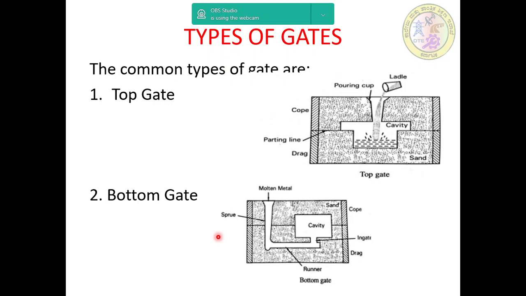Here bottom gates are used for denser metals such as steel. Molten metal flows into the mold cavity from the bottom and slowly rises up. You can pour the molten metal here, and after entering here, it slowly rises into the mold cavity. It avoids erosion of the mold, but takes more time in molding. The bottom gate is as shown in the sketch.